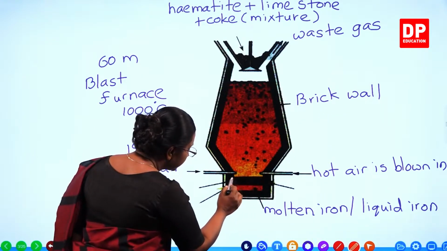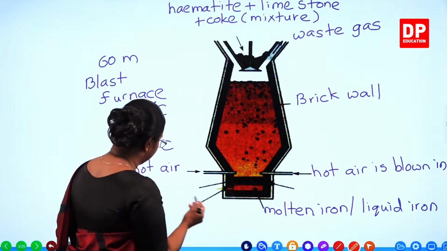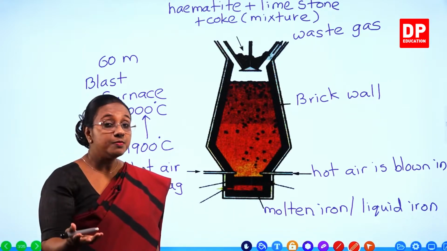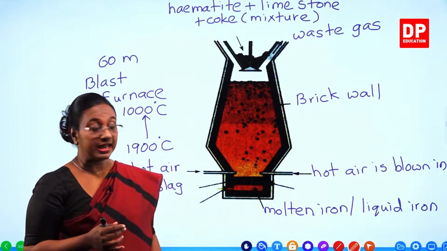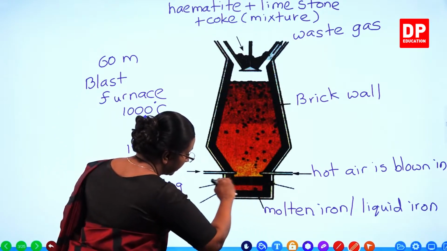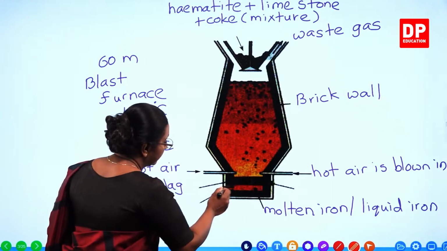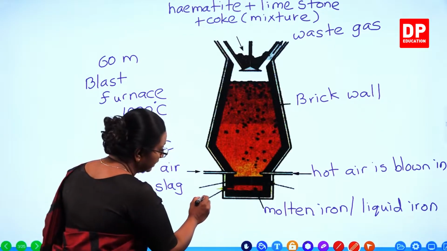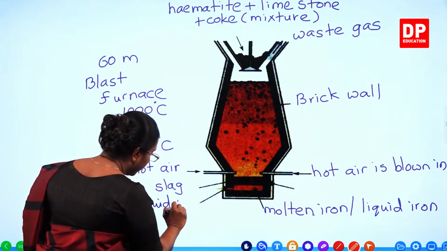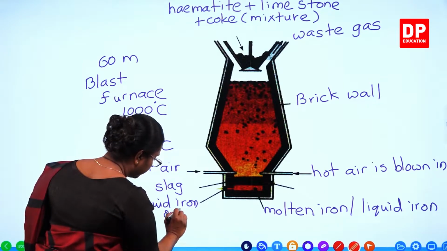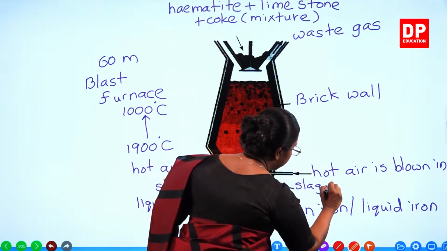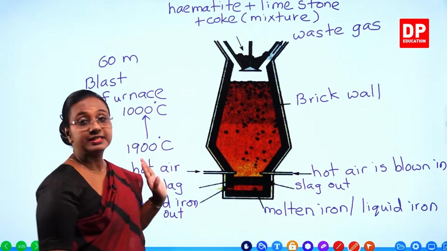Then here, this part, what you see as black color is called the slag. Now I told you limestone helps to remove the impurities from hematite, and that is removed in the form of slag. So then you can see molten iron is below, slag is above it. Then through this opening we take the liquid iron out, and the top opening is for the slag out. So that is the structure.